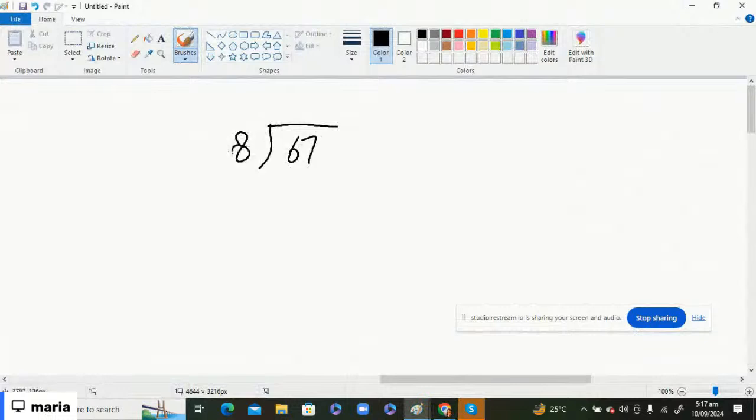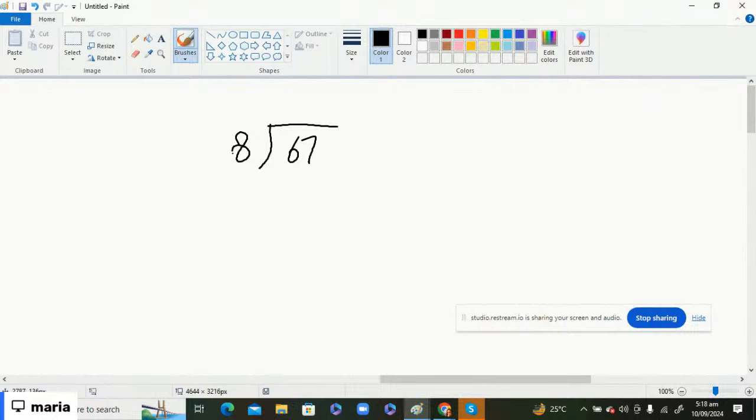So as we know the table of 8, let's count it. 8 times 1 is 8. 8 times 2 is 16. 8 times 3 is 24. 8 times 4 is 32. 8 times 5 is 40. 8 times 6 is 48. And 8 times 7 is 56. 8 times 8 is 64. And 8 times 9 is 72.